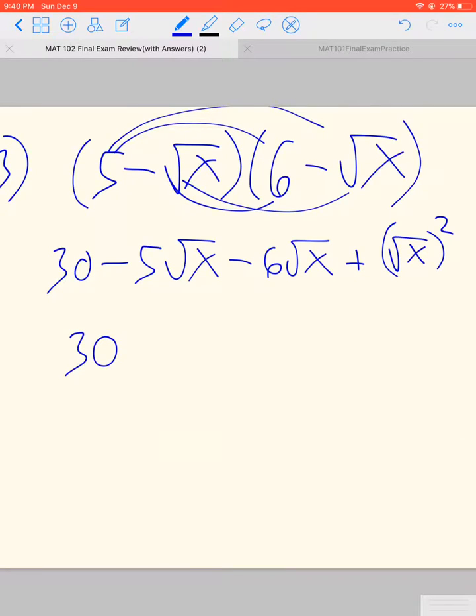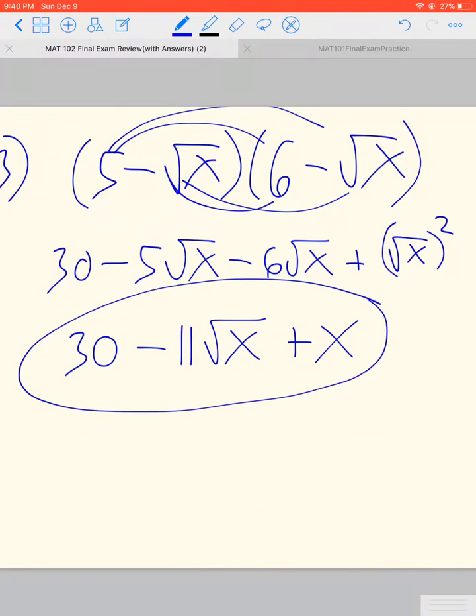We have 30. The middle two terms are like terms, so those can combine. Those will give us a negative 11 square root of x. And then lastly, the square root of x squared simplifies to just x. There's no like terms, so we leave our answer just as it is. 30 minus 11 square roots of x plus x.